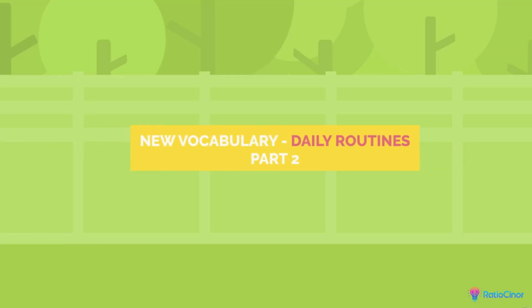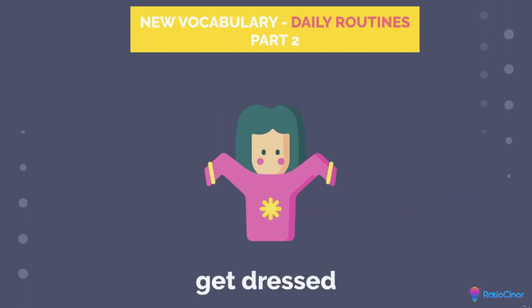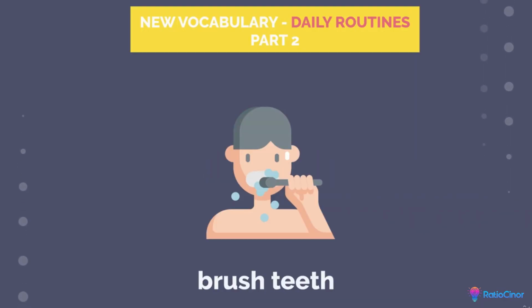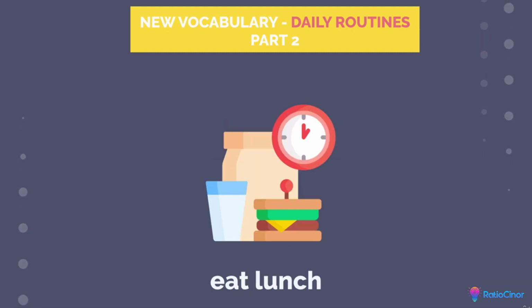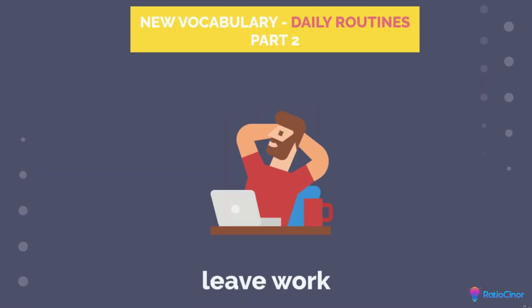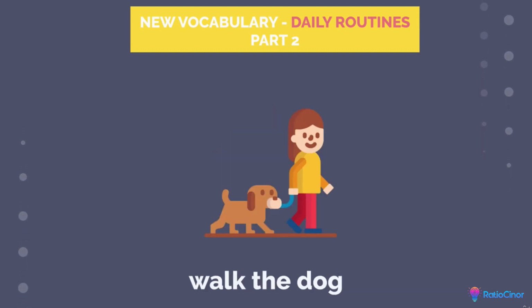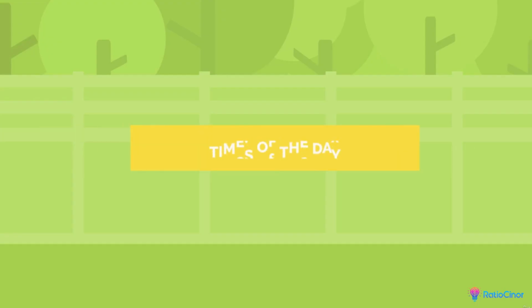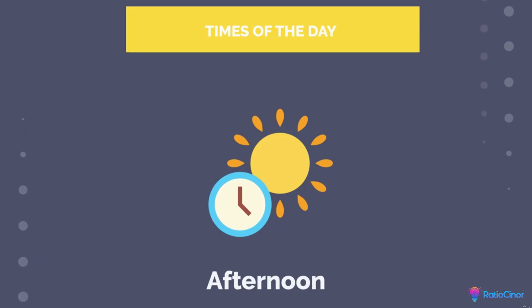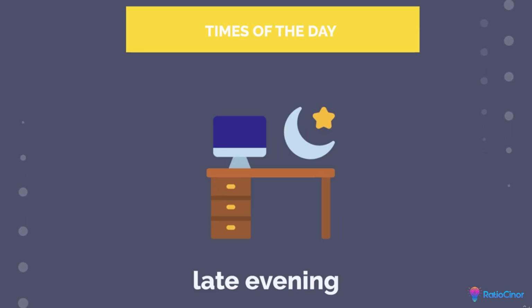New vocabulary: daily routines, part 2. Iron shirt, get dressed, brush teeth, wash your face, start work, eat lunch, finish work, leave work, clean the table, wash the dishes, walk the dog, go to bed. Times of the day: afternoon, dusk, evening, late evening.